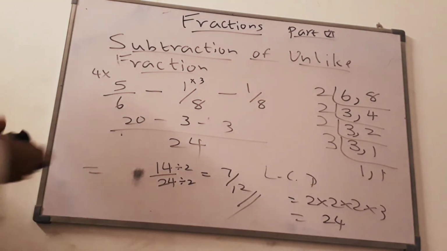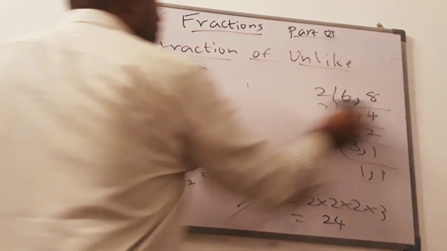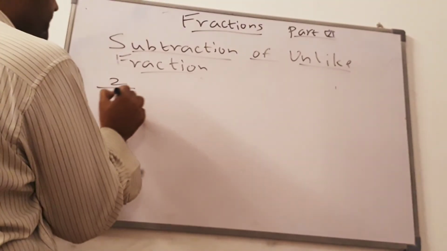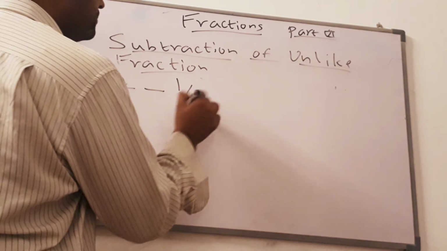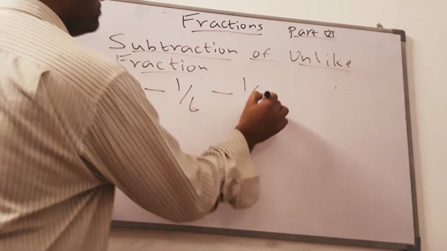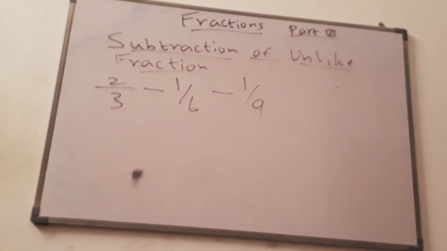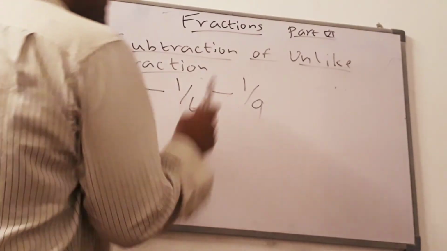Okay, one more sum. 2/3 minus 1/6 minus 1/9. 3 denominators. 3 different denominators.